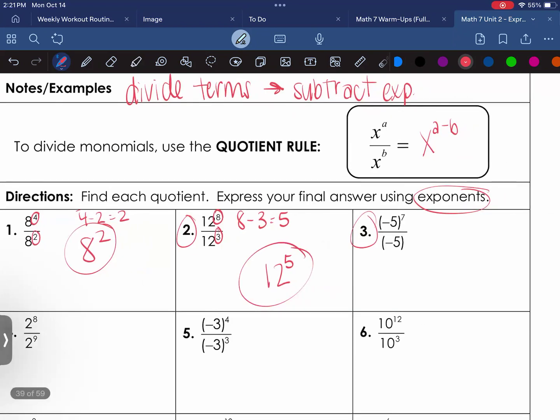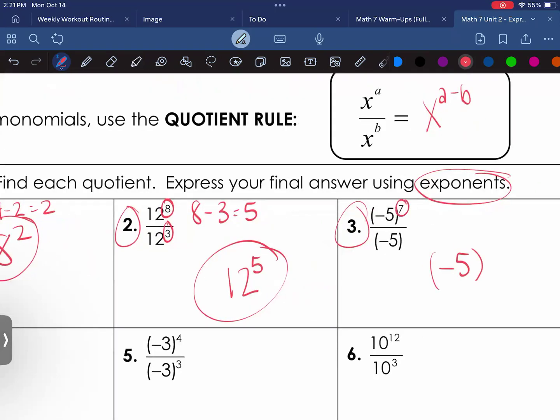Number 3, -5 is our base, and remember we have to keep a negative symbol in parentheses, especially when we have exponents and other things happening to it. So we have a 7, and what's down here is an invisible 1, right? Not 0, it's a 1. If there's nothing there, it's always a 1. So we really have 7 minus 1, which equals 6. So we have -5 to the 6th power.